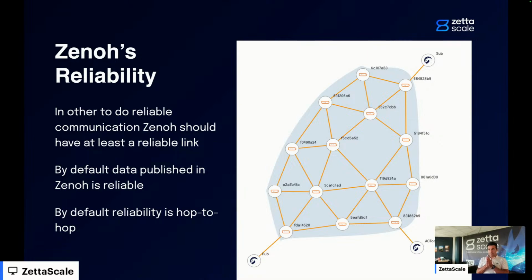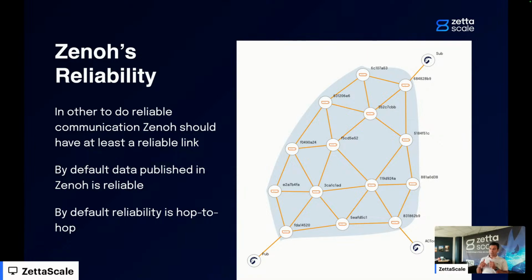Now, in Zenoh, first of all, in order to do reliable communication, you should make sure that you have at least one reliable link configured. And by default, the data that you publish in Zenoh is reliable, but as we'll see, it has drop congestion control mode, and we'll get to that in a moment.